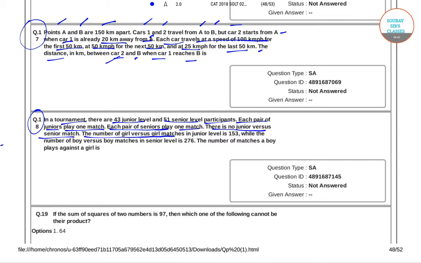The number of girl versus girl matches in junior level is 153, while the number of boy versus boy matches in the senior level is 276. The number of matches a boy plays against a girl is what we need to solve. So it has been said that in a tournament there are 43 junior level and 51 senior level participants.